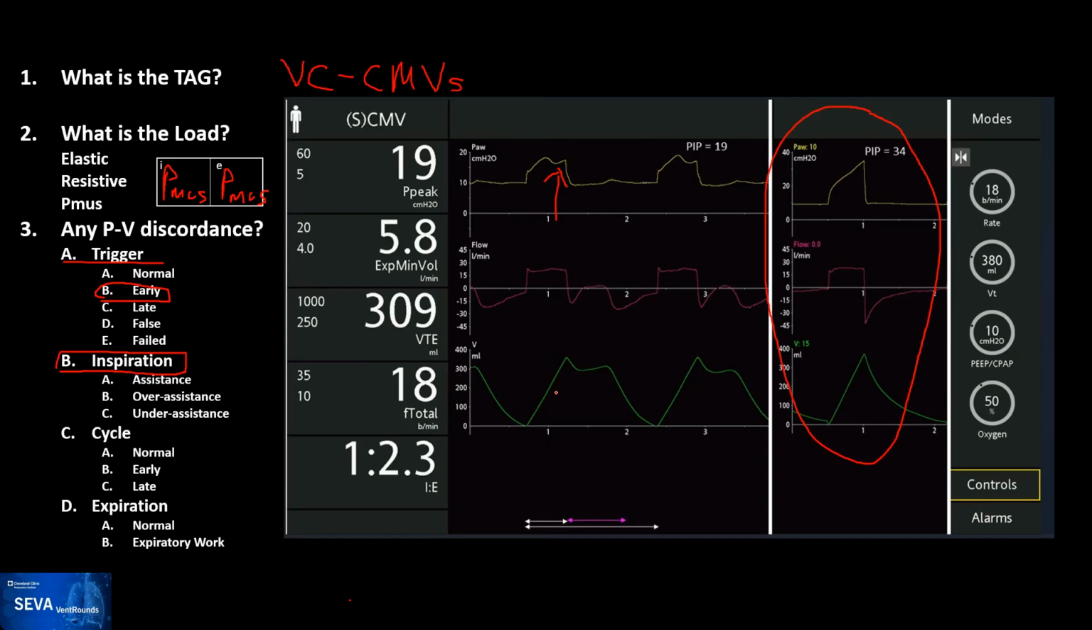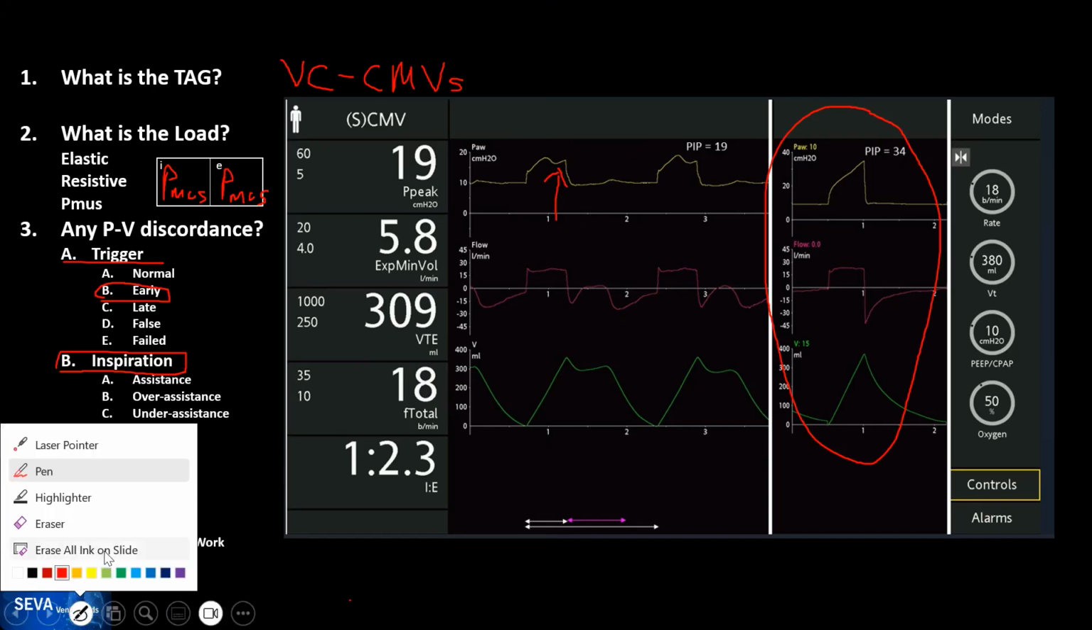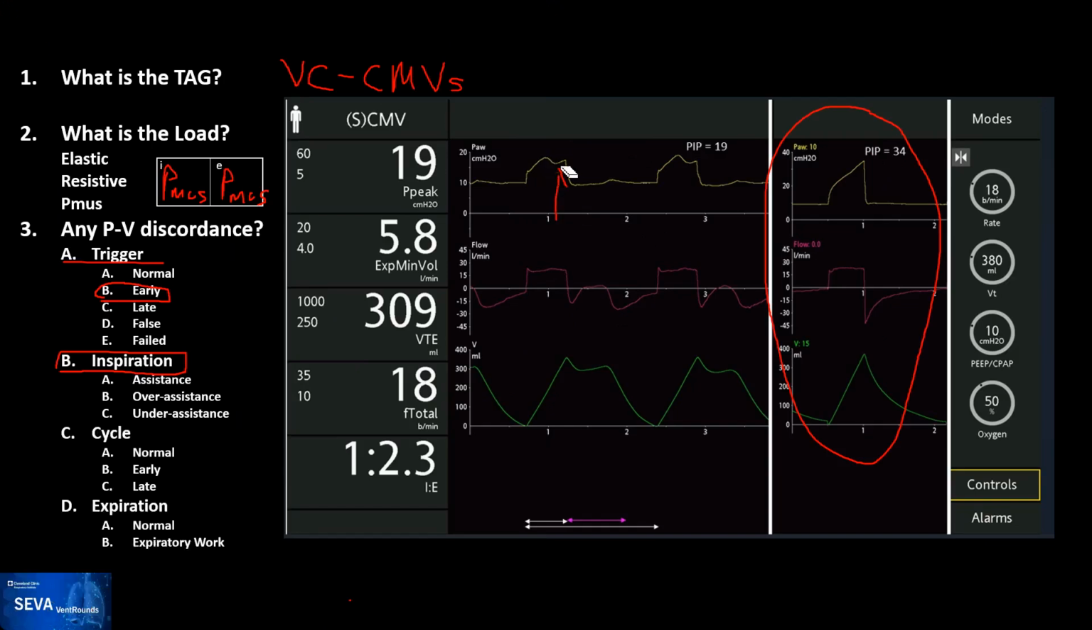I think that in this case, if we see that the pressure is going down, it means that the vent is doing less pressure. If we compare to the picture on the right, where the PIP was 34 under passive conditions, that means that P-vent was doing all the work necessary to overcome the elastic and the resistive load. When we go to the right, we can see the PIP of 19, which means that the vent is doing less work, and some of that work is being done now by the patient.